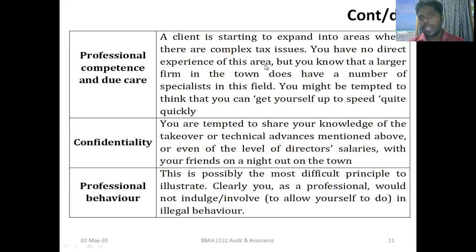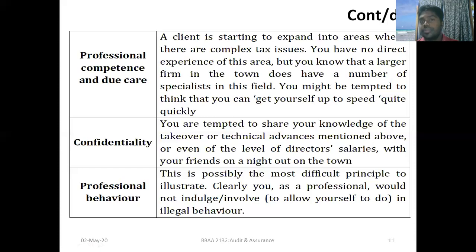So the problem is, you are the auditor. Your client company is starting to expand their business into areas where there are complex tax issues. As an auditor, as a professional person, you should be very competent. You should be able to handle all the issues, no? So you should be a very capable or competent person. You have no direct experience of this area, but you know that a larger firm in the town, the city, does have a number of specialists in this field. You know that information. Please understand clearly.